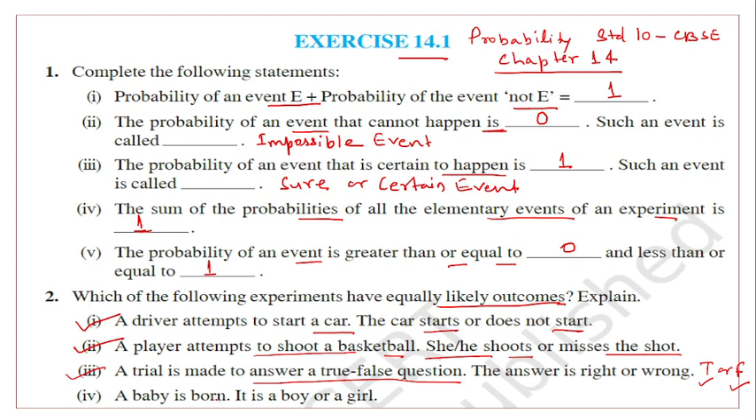Next one, a baby is born. It's a boy or a girl. Now we can say that the baby may be a transgender. In that case, it cannot be said for sure that the baby is a boy or a girl. So in that case, it is not an equally likely outcome.